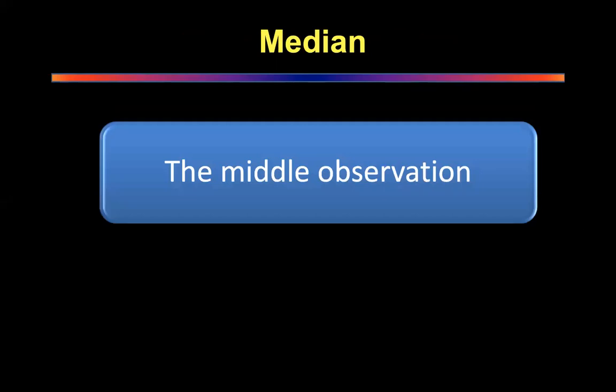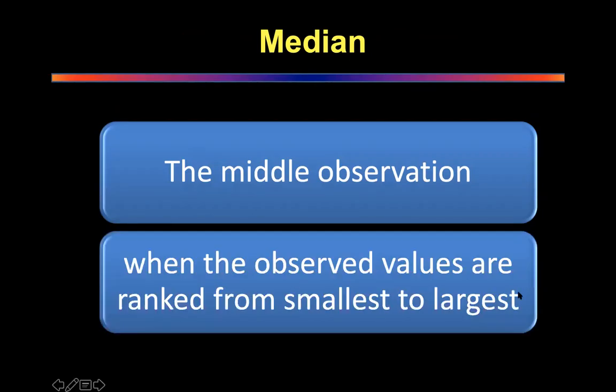Median is the middle observation when the observed values are ranked from the smallest to the largest. So you have to re-rank everything. You cannot use median if they are randomly arranged. A statistical software will rearrange everything, A to Z or Z to A, and then the median can be calculated. If they are randomly arranged, it's almost impossible to calculate median. So you have to re-rank data from smallest to largest or largest to smallest, and then the middle observation represents median.